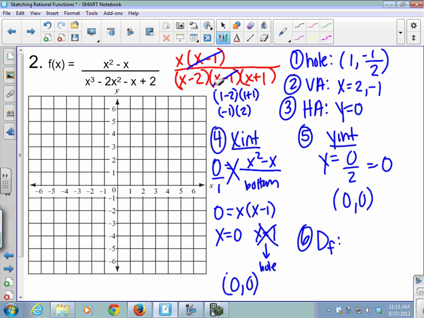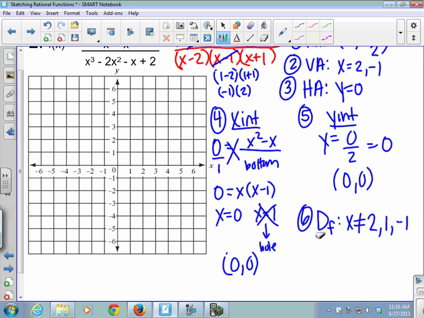And to find the domain, I'm going to look at these three bottom factors. Okay, so I don't want the bottom to be 0. So for all three numbers that would make these three factors 0, I have to say x cannot equal. So x cannot equal a positive 2, a positive 1, and a negative 1. So the domain can't be all three of those.